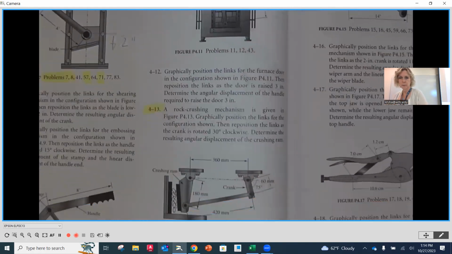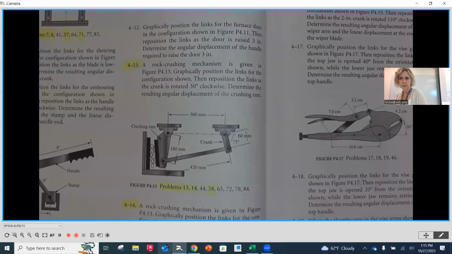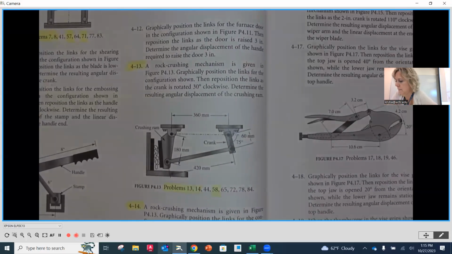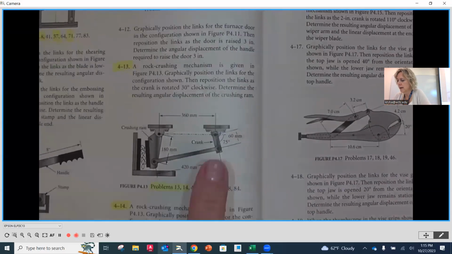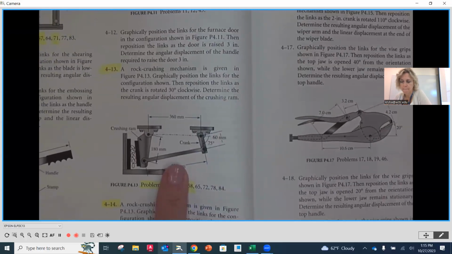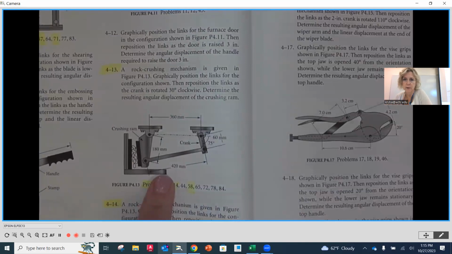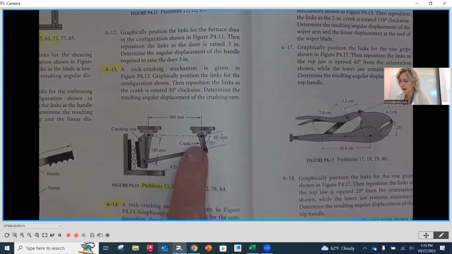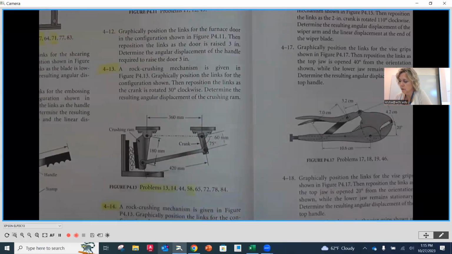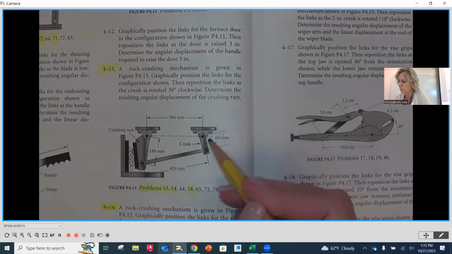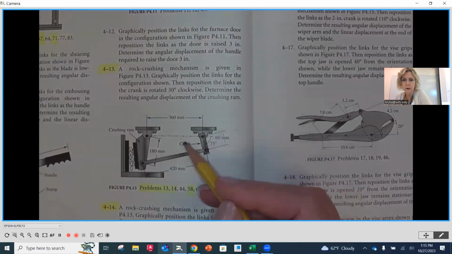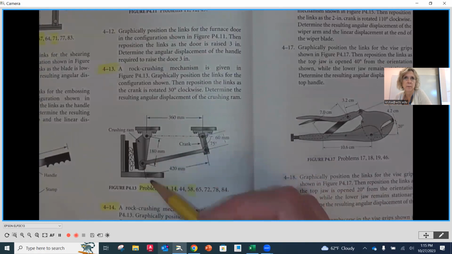Now we're going to go to number 13 and number 14. This is the third illustration. So again, here we've got a rock crushing mechanism. Right here, graphically position the links exactly the way you see it right now. And then you're going to reposition so that that crank right here is going to rotate 30 degrees clockwise. So from where it's at right now, we're going to go 30 degrees clockwise and we're going to see what happens over here.